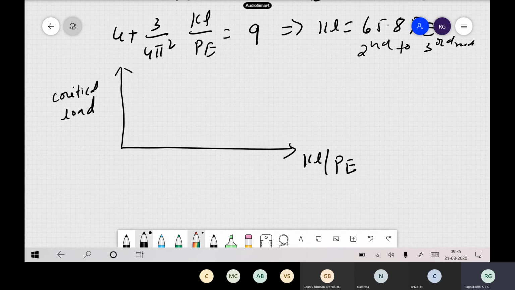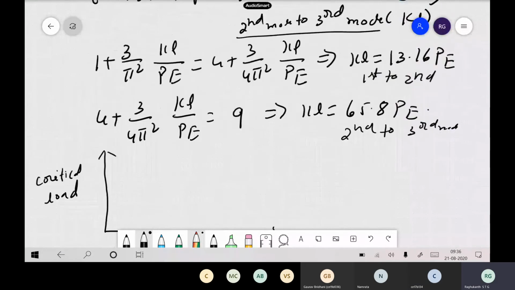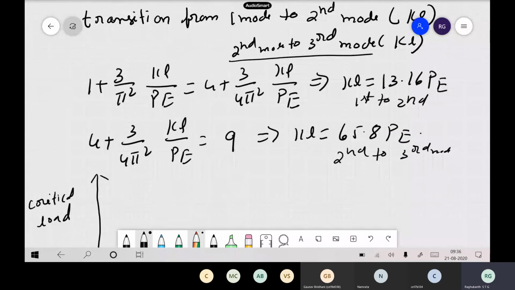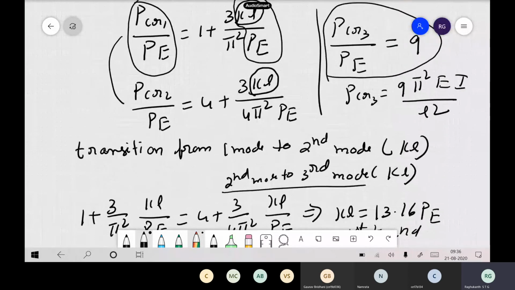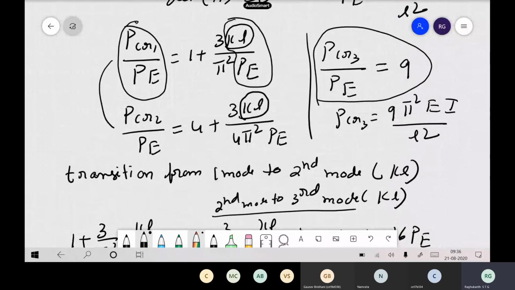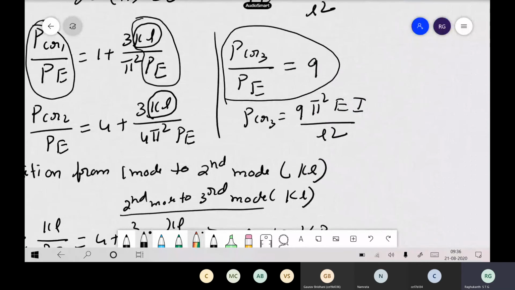It is a straight line, but how many straight lines are there? This is a straight line, perfect. But here you have a catch. When KL is more than 13.16 times PE, the slope of the straight line will change. The slope of the first straight line will be 3 by pi square. Then the other slope will be 3 by 4 times pi square. And then what is the slope of the third line? There is no slope, you followed, right? It is a constant, 9.